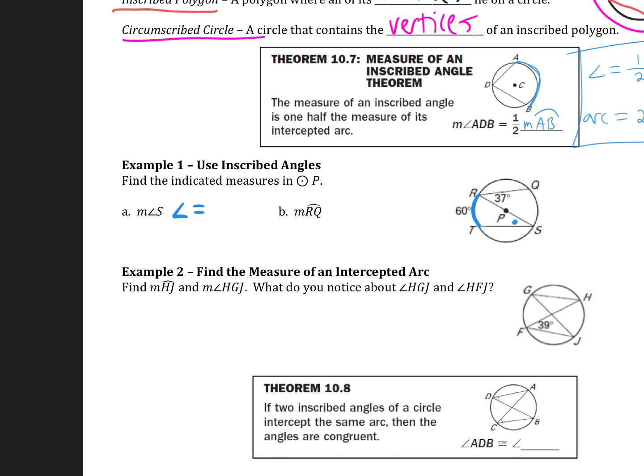So the angle is going to be 1/2 of the arc, right? And what's the arc measure? It's half of 60, right? So the measure of angle S is going to be what? It's going to be 30. Half of 60 is 30. And that's it. Okay? Now that we went through that one, let's see if we can figure out B.